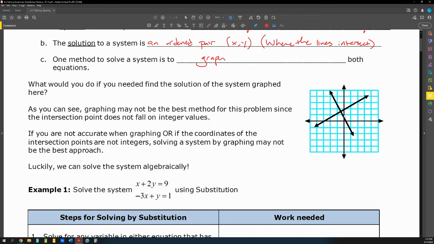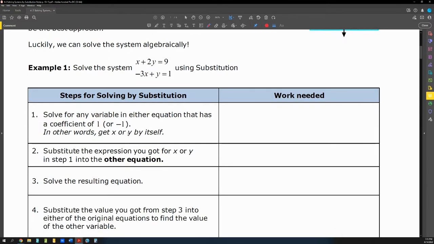So I'm looking at these two lines here, and I can see that they don't quite intersect exactly on the grid lines. As you can see, graphing might not be the best method for this problem since the intersection point does not fall on integer values or on those grid lines. If you are not accurate when graphing, or if the coordinates of the intersection point are not integers, solving a system by graphing may not be the best approach. Fortunately, we have other ways to solve systems. One of them we'll explore today, and that's solving using the substitution method.